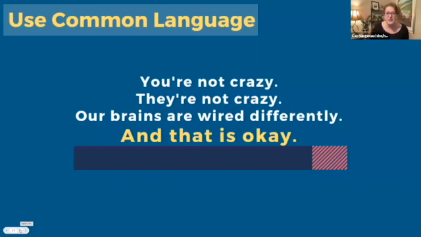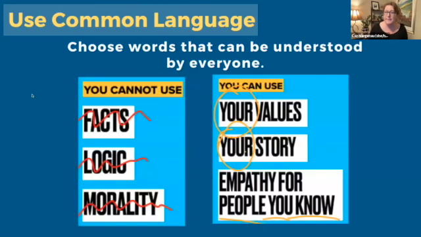It's just the way that our brains are wired, and no one is better than the other. It's all okay. So we want to make sure that we are choosing words that aren't tied to fact or logic or morality, which is automatically going to be in disagreement with people that don't share exactly where we are on that moral spectrum, right? Between progressive and conservative. And unless somebody is in your exact same lane, you can't use facts, logic, and morality. So what can you use?